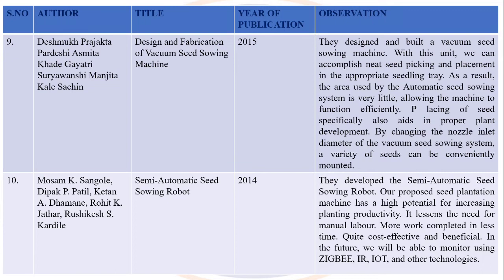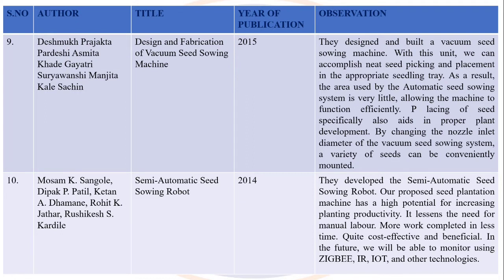Number 9. Title: Design and Fabrication of Vacuum Seed Sowing Machine. Name of the authors: Deshmukh Prajakta, Pardeshi Mehta, Kad Gayatri, Suryawanshi Manjita, Kale Sachin. Published in the year 2015. Observation: They designed and built a vacuum seed sowing machine.